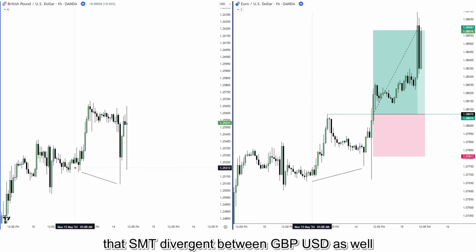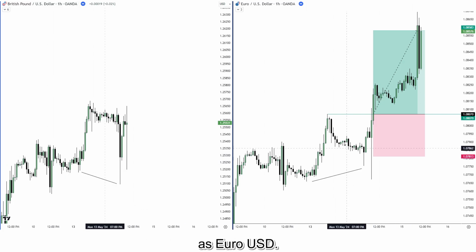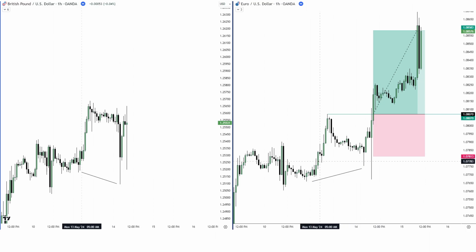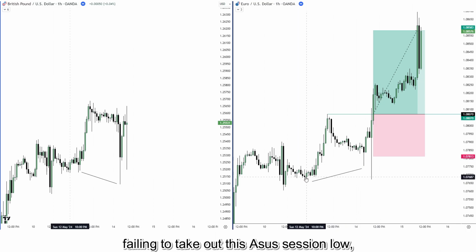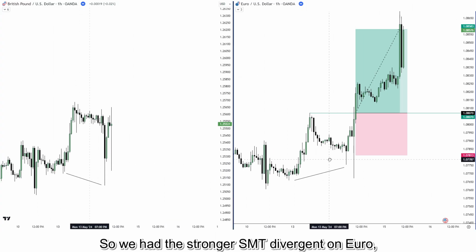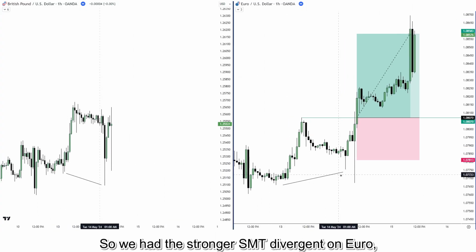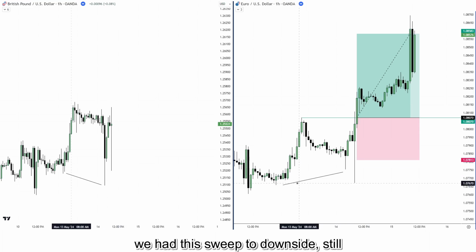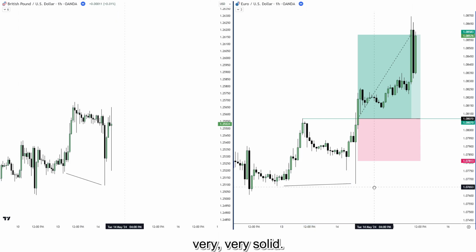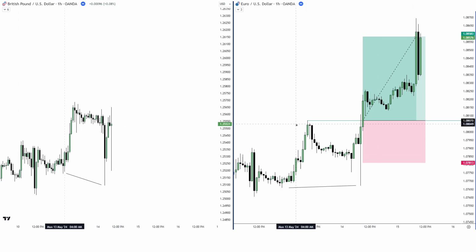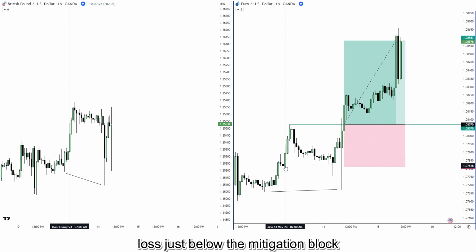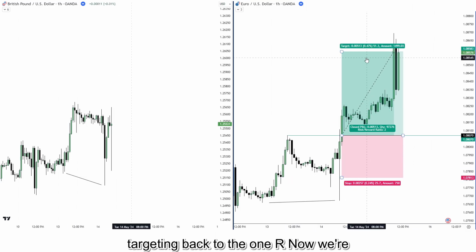We had that SMT divergence between GBP/USD as well as Euro USD. We identified that Euro USD had a stronger SMT divergence, failing to take out this Asia session low, while GBP/USD did take out that Asia session low. So we had the stronger SMT divergence on Euro. We had this sweep to the downside, still failing to take out that Asia session low. Very, very solid. And as we broke structure to the upside above this mitigation block level, we put our limit order at that high, stop loss just below the mitigation block, targeting back 2-to-1 R.